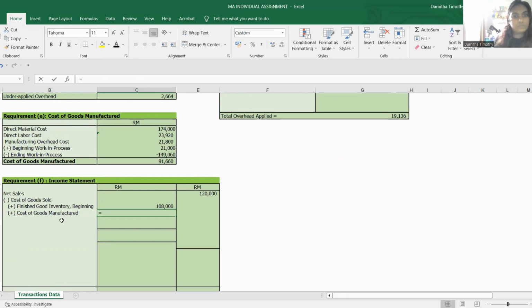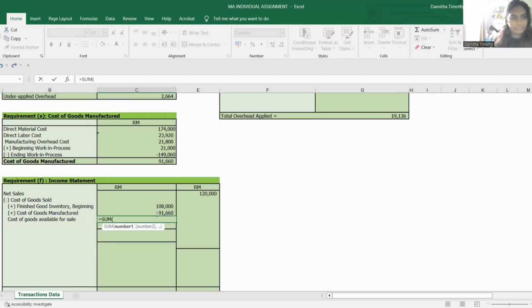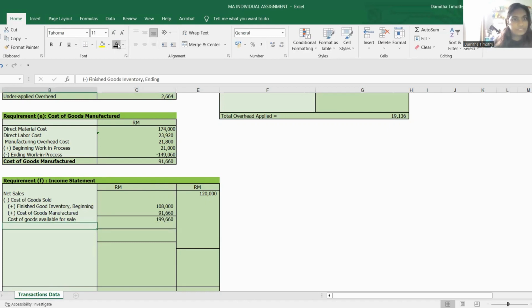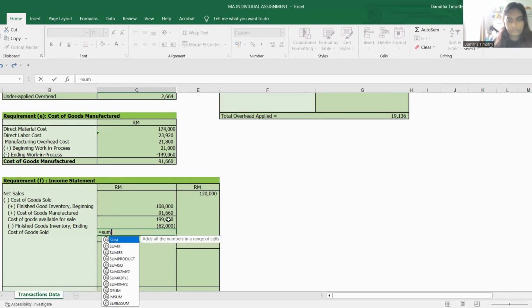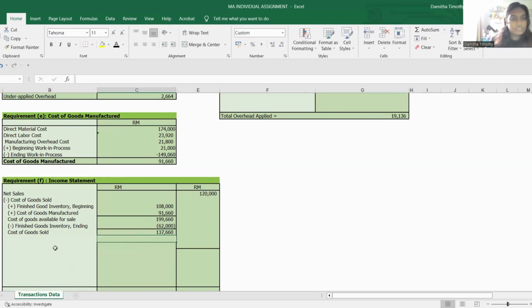And next one we'll move to the cost of goods available for sale. For the cost of goods available for sale, we will add this finished goods inventory and also cost of goods manufactured here. And the value here is 199,660. So next one is finished goods inventory for ending. For this value, we will minus the value, which is 62,000. So from here, we can find the cost of goods sold, and the value for cost of goods sold is 137,660.